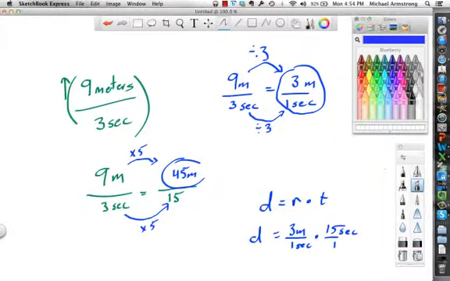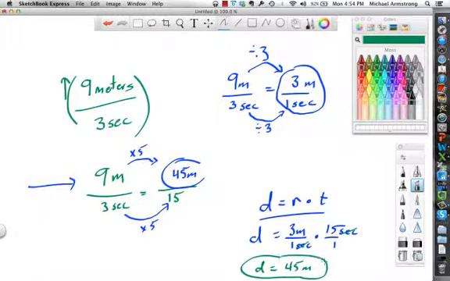Now this is using the formula a little better. I didn't actually use the formula here. This is a good way to do it. This is the way we might have done it in the last lesson, but this is using the distance formula. So basically it's just 15 times 3. The seconds cancel. So distance equals 15 times 3 is 45 meters. And that's what we got, 45 meters in 15 seconds. Distance equals 45 meters. That's what they're looking for.